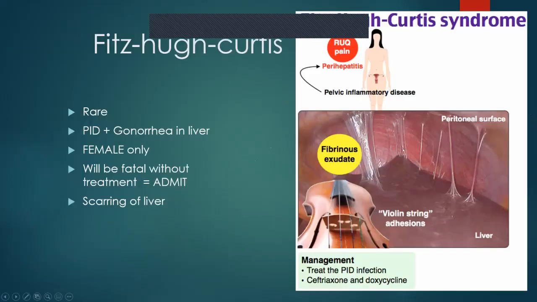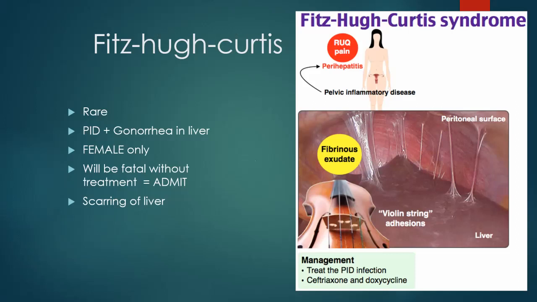And finally, we're going to talk about Fitz-Hugh-Curtis syndrome. So this is a female-only disease because those fallopian tubes do not completely close off the pelvic area. So if she has PID or some other STD, those bacteria can float out of the fallopian tube and into the bowels, and they can actually get to the liver. So Fitz-Hugh-Curtis syndrome is basically gonorrhea in the liver. So again, it's females only, usually younger, and it will be fatal without treatment.